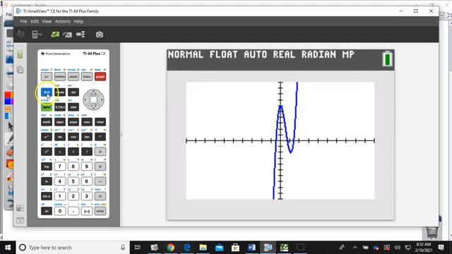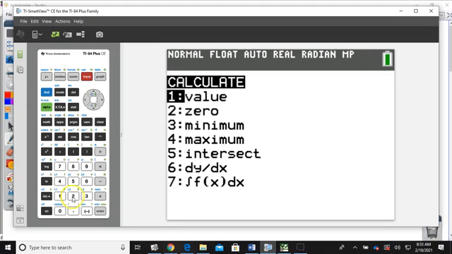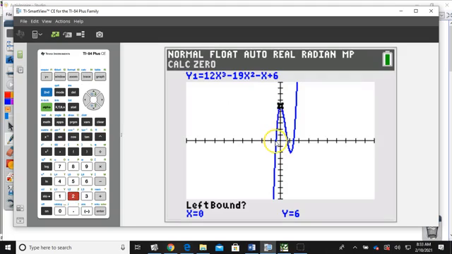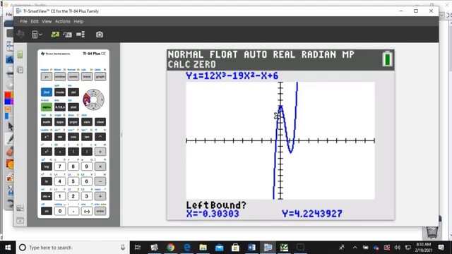Anybody remember what we hit? Second trace. I'm going to do the number 2, and I have to do this 3 separate times because how many times is it crossing the x-axis? 3 times. So the first one, left bound, I'm just going left to right. So the furthest one left, I'm going to move my cursor to the left until I pass it. Okay, I'm now below it. Hit enter. Then I'm going to scroll right, and again, I can go as far right as I want to. I just can't pass another 0. Everybody with me? Hit enter again and hit enter one more time. I have a 0 at negative 0.5, rounded to the nearest tenth. Everybody see that?